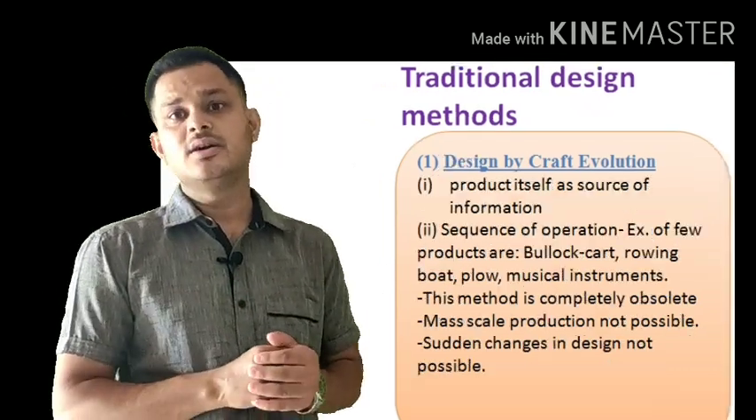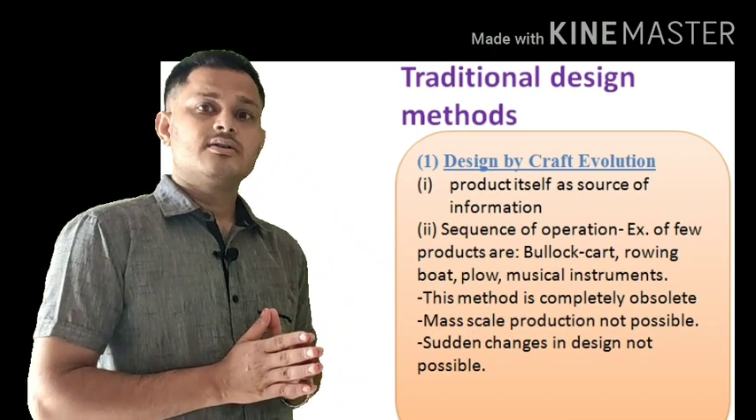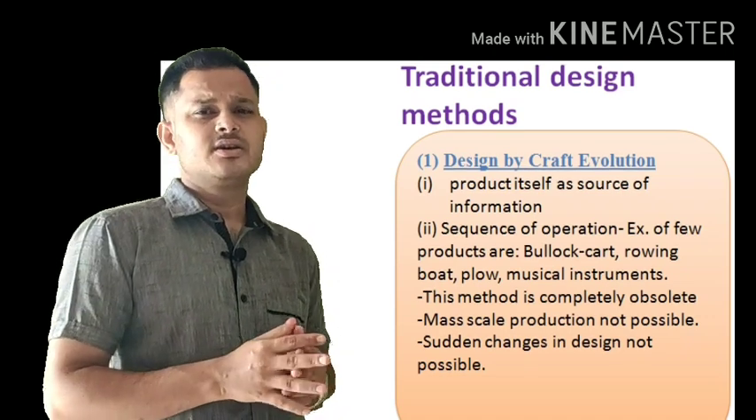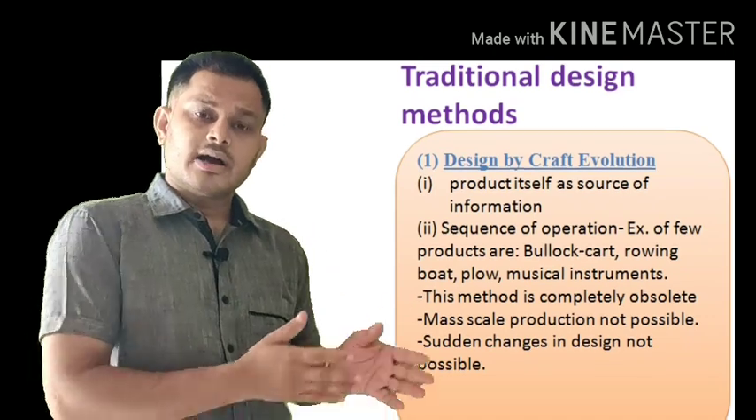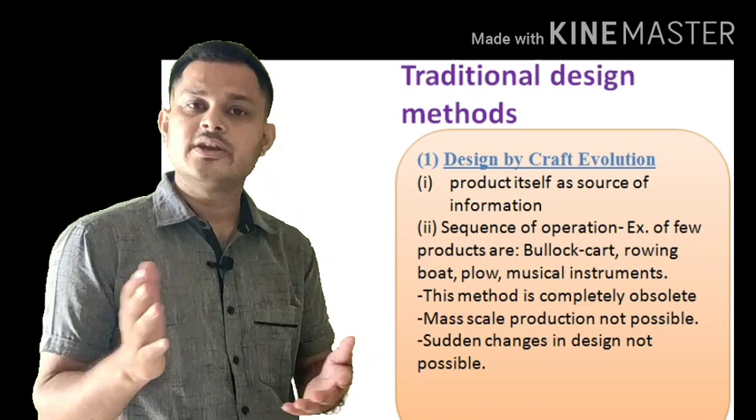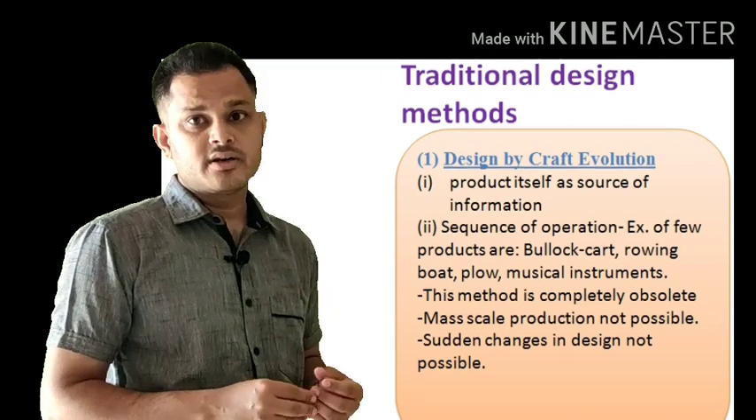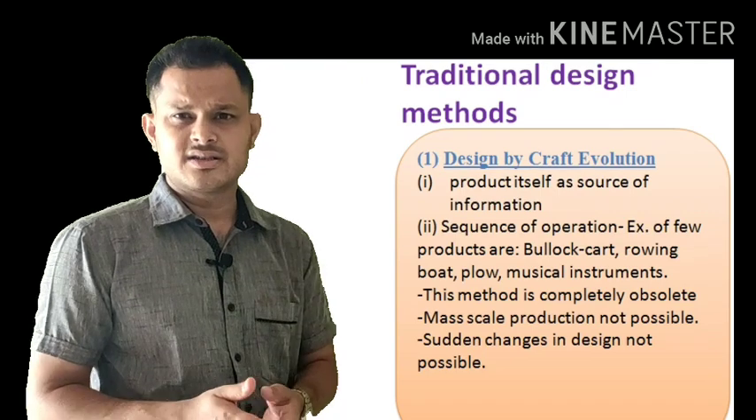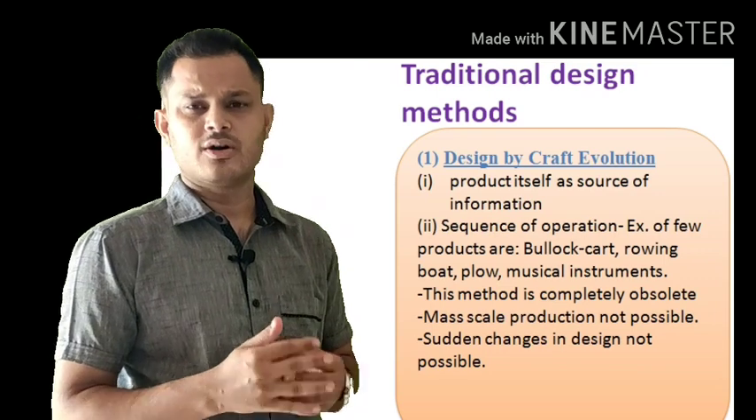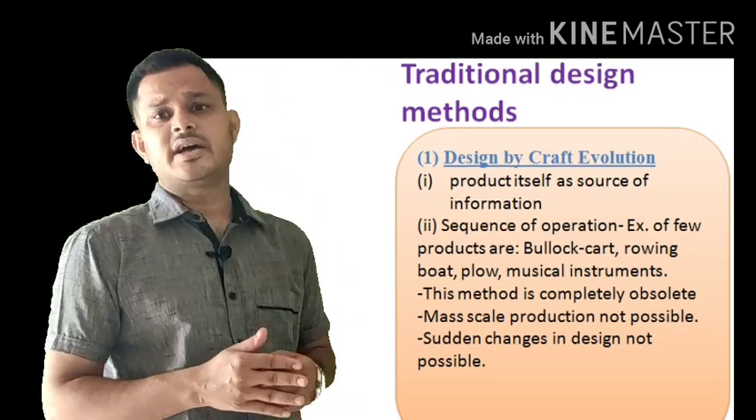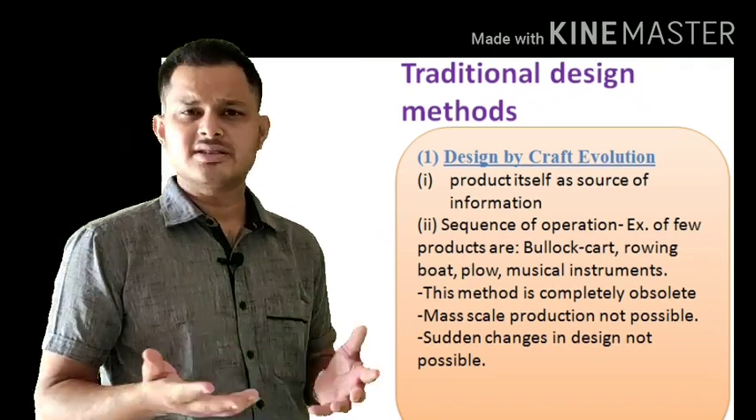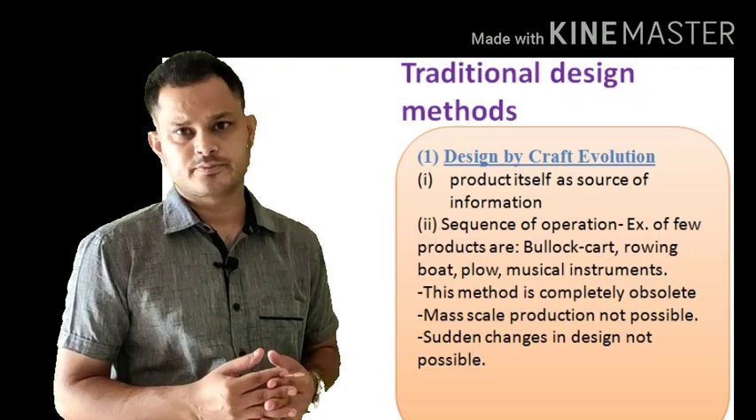And the second method is sequence of operation. That is, for a few products like bullock cart, rowing boat, plow, musical instruments, the sequence in which these products were used gave the information about that product. Mass scale production is not possible, and hence this method is nowadays completely obsolete, not very frequently used. Sudden changes in design are not possible. So if suddenly we want to make some changes in the design, that is not possible in this method.